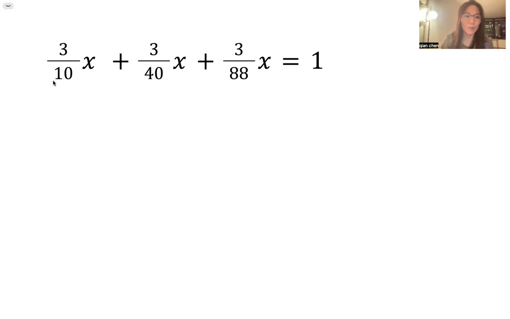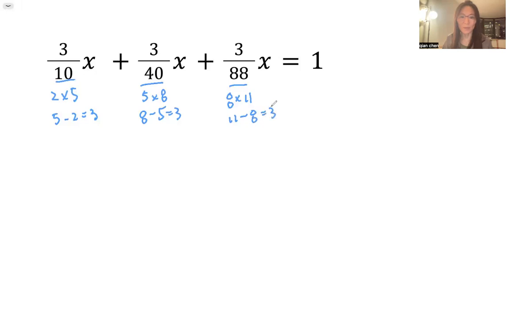So we observe this. 10 is a composite number, which is 2 times 5. And also we observe 5 minus 2, which is 3. And that gives us a hint, right? And let's do more. So 40 is also a composite number. That's 5 times 8. And also we see 8 minus 5 equals 3. Okay, similarly, 88 is 8 times 11, and 11 minus 8 equals 3. All right, so now I have an idea how to solve this problem.